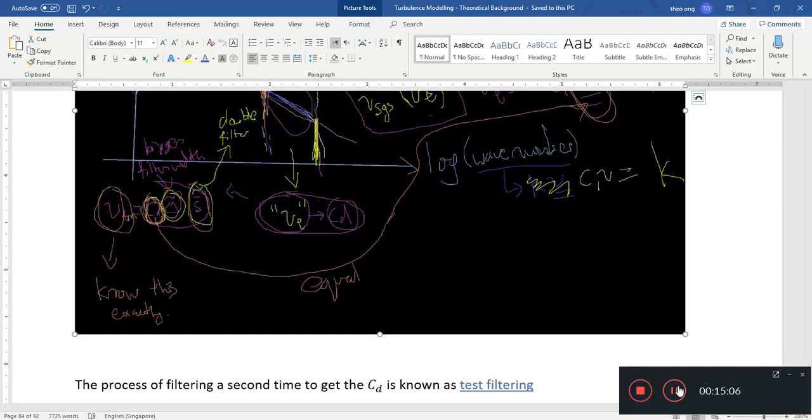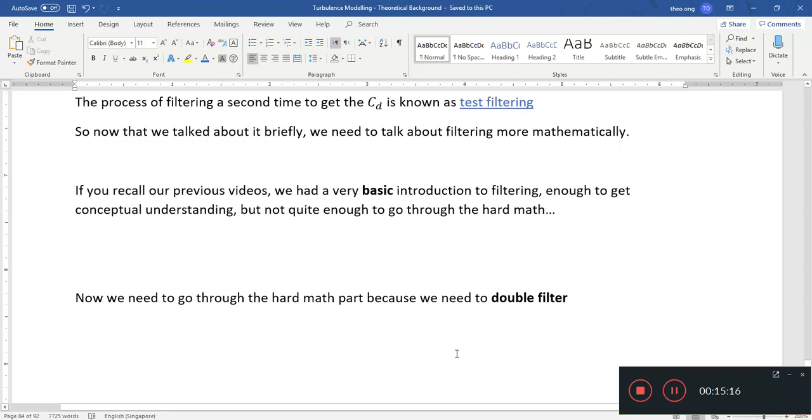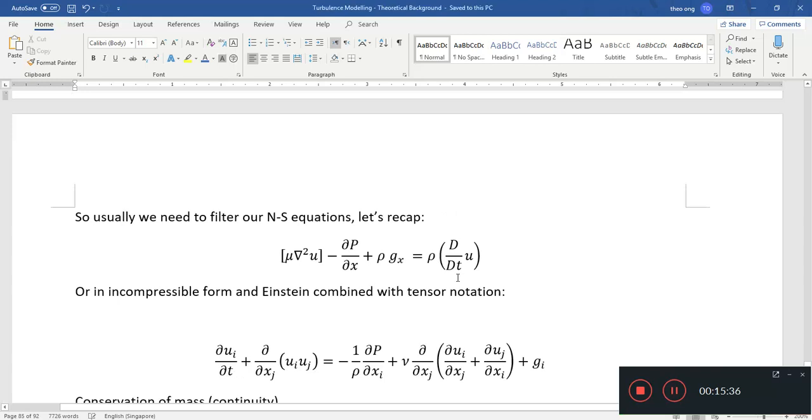So now we talk about filtering briefly. We need to talk about it more mathematically. If you recall in our previous videos, we had a very basic introduction to filtering. It's just enough to get some conceptual understanding, but it's not quite enough to go through the math. So now we need to go through the hard math part because we need to do this double filtering process or test filtering. So we need to go back to our Navier-Stokes equation again.